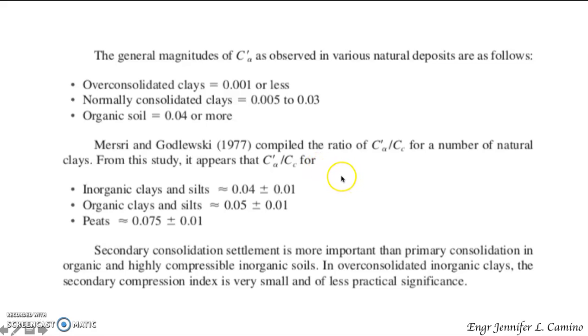So according to Mesri and Godlewski, they compiled the ratio of C sub alpha prime over C sub c for a number of natural clays. From this study, it appears that C sub alpha prime over C sub c for inorganic clay and silt is approximately 0.04 plus or minus 0.01. For organic clay and silt, the ratio is approximately 0.05 plus or minus 0.01. And for peat, it is approximately 0.075 plus or minus 0.01.